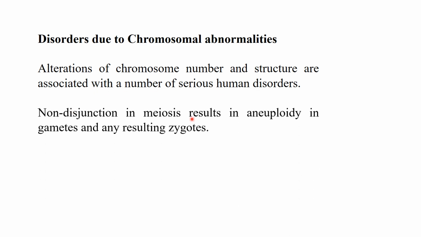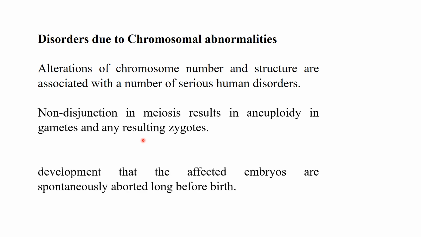Non-disjunction in meiosis results in aneuploidy in gametes and any resulting zygotes. जो नॉन डिस्जंक्शन होगी जिसमें आइदर होमोलोगस क्रोमोसोम सेपरेट नहीं होंगे या सिस्टर क्रोमेटिड्स सेपरेट नहीं होंगे, that will result in the abnormal number of chromosomes, an increase or decrease in the number of chromosomes in either cell. जब वो abnormal cell zygote बनाएंगे उनसे abnormal zygote प्रोड्यूस होगा.